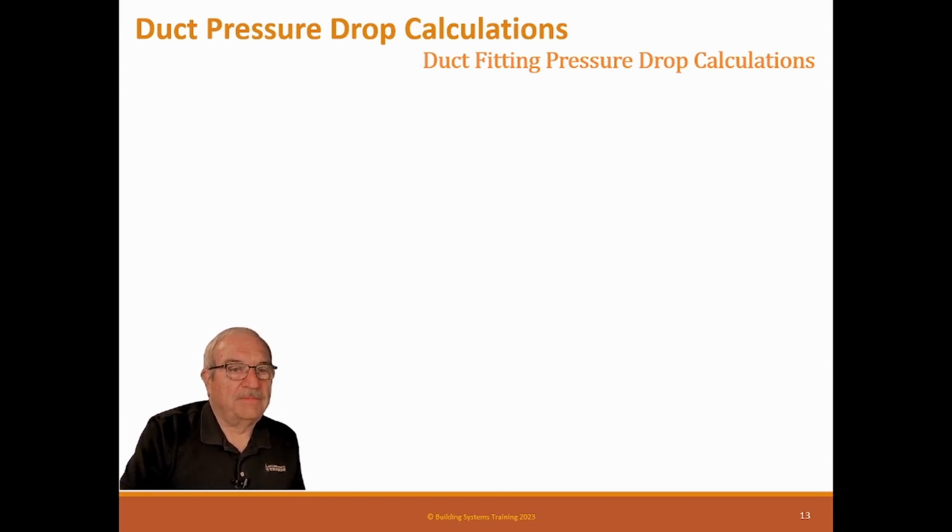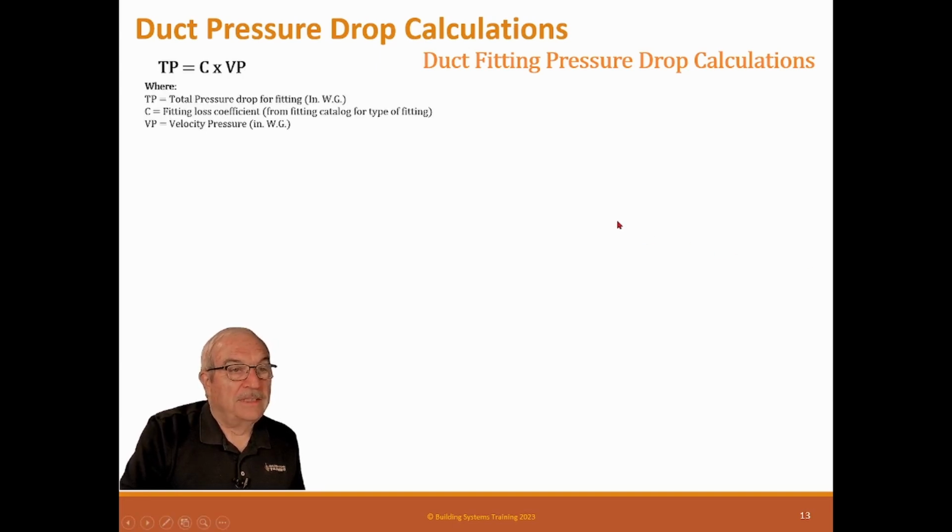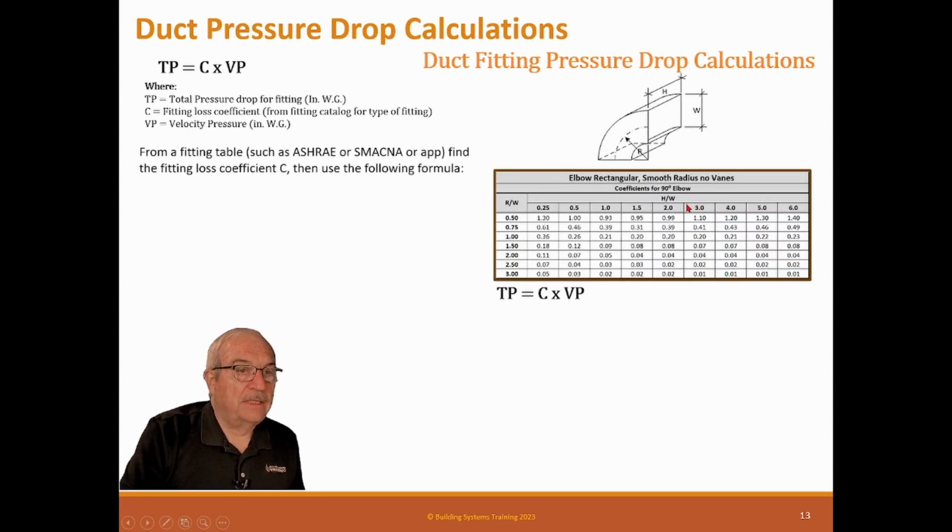I guess it's one of the advantages of being an old guy. I used to do all this by hand, so I do remember how to do all this stuff. I used to have computer programs also, but originally I did it all by hand. So the formula is total pressure equals C, which is a constant, times the velocity pressure. Again, we need the velocity pressure. Now, where do you get the C? Well, you need to look it up. And there are tables. ASHRAE has tables, and SMACNA has tables. I've always used the SMACNA tables.